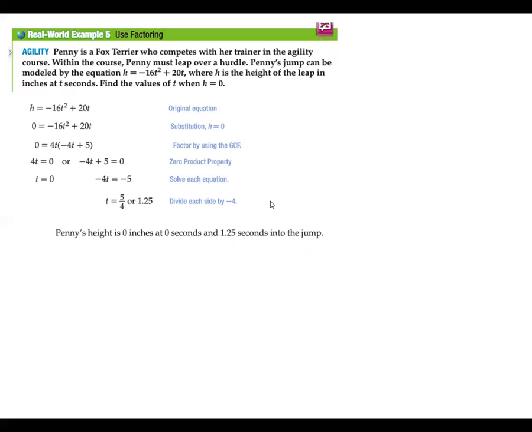So it makes sense, think about it, at 0 seconds, that's right as she jumped. Right as soon as you start to jump, you're still on the ground, so your height would be 0. 1.25 seconds later, that's kind of like when she lands. So her height would be 0 again. So it's like she went up and then back down.